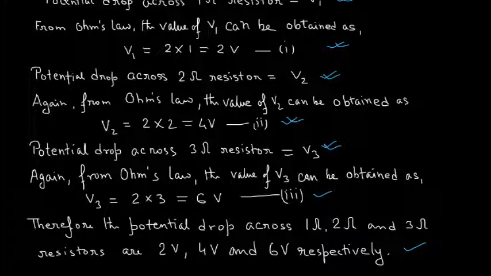So again, from Ohm's law, the value of V2 is obtained. V2 is equal to 2 into 2, that is 4 volt. Potential drop across 3 ohm resistor V3 is again obtained from Ohm's law. V3 is equal to 2 into 3, that is 6 volt. Therefore, the potential drop across 1, 2 and 3 ohm resistor are 2V, 4V and 6V respectively.